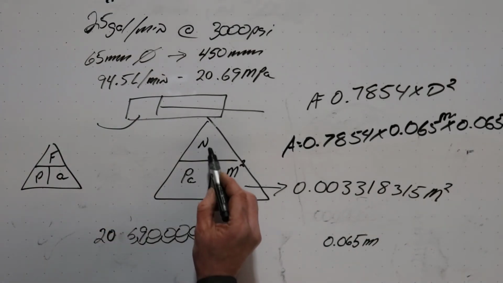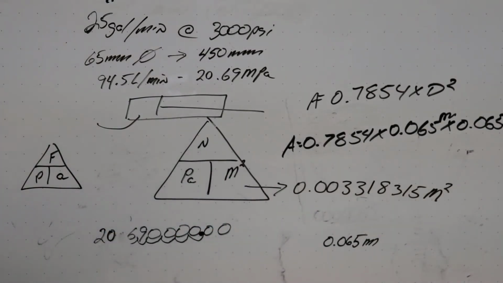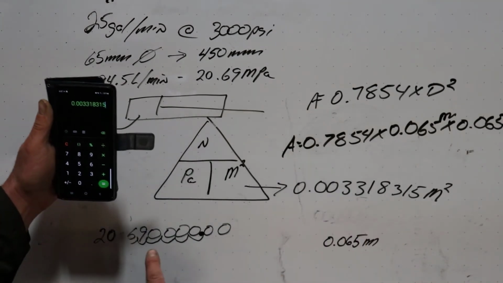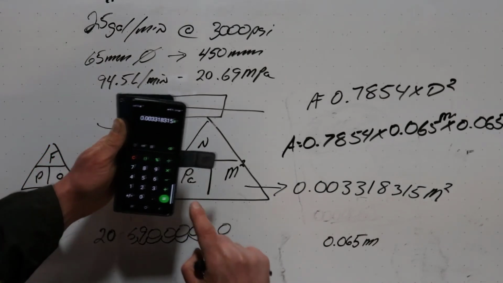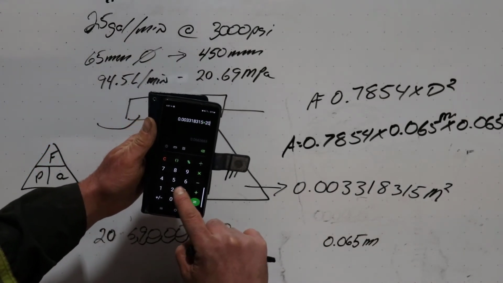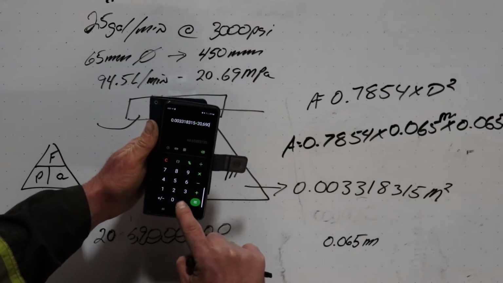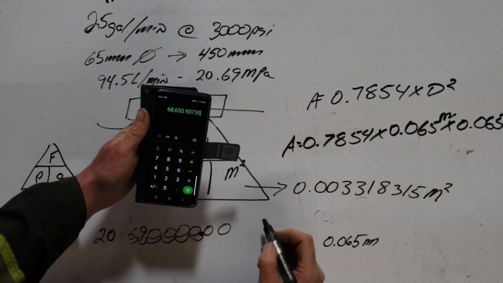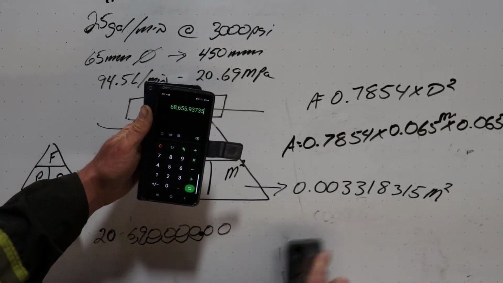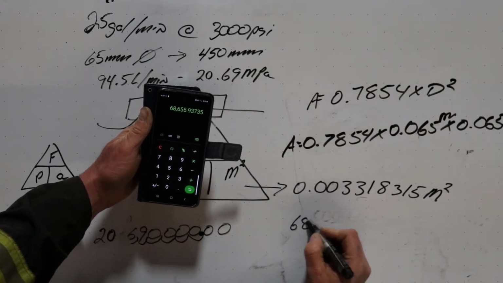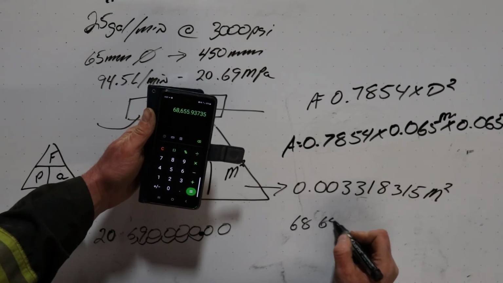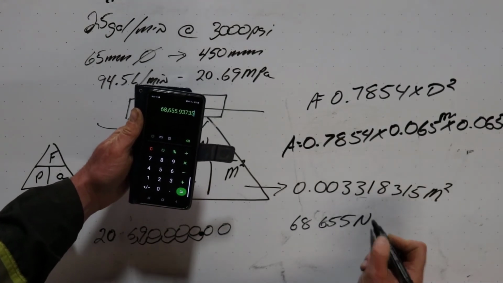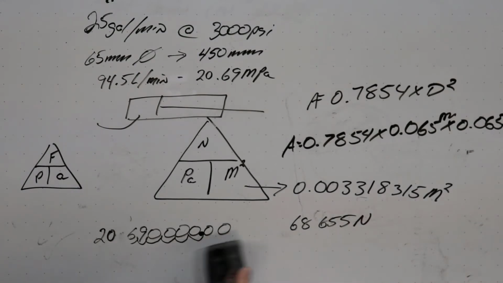So now I know my newtons are pascals multiplied by meters squared. So I take that, multiply it by this number, times 20,690,000 equals 68,655 newtons. I have no idea if that's what I needed or not.